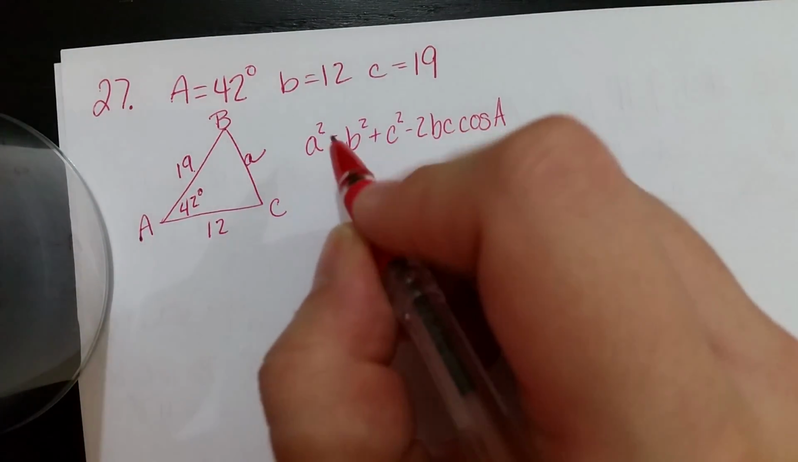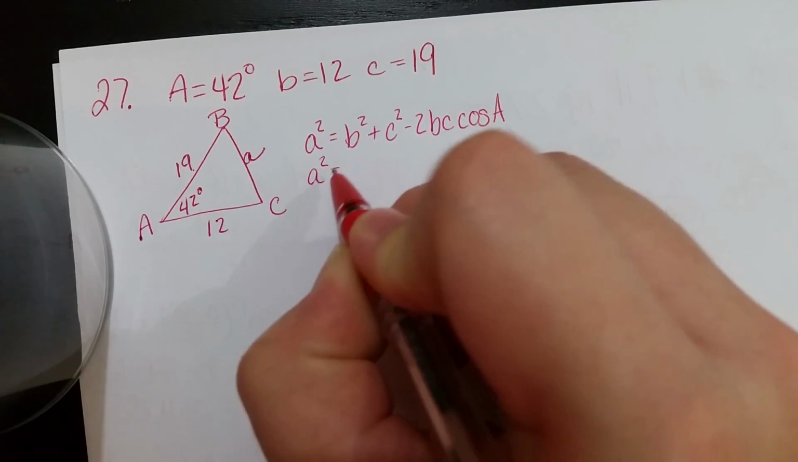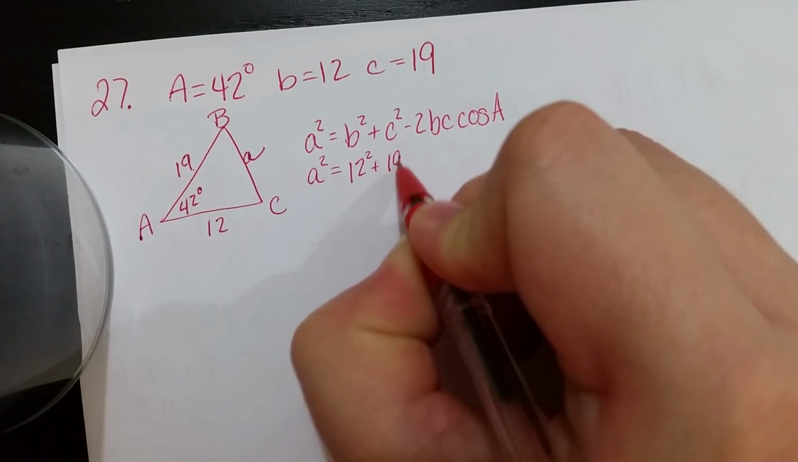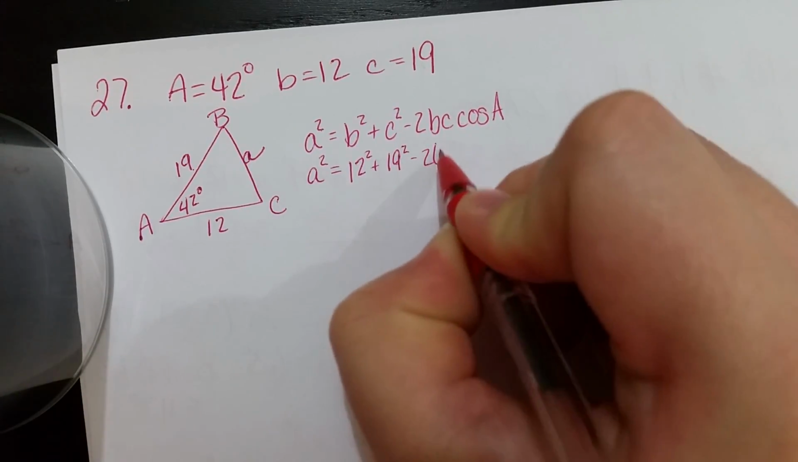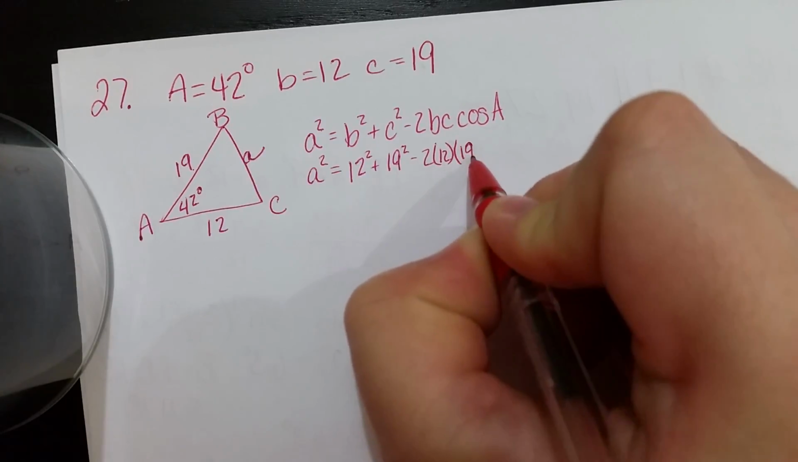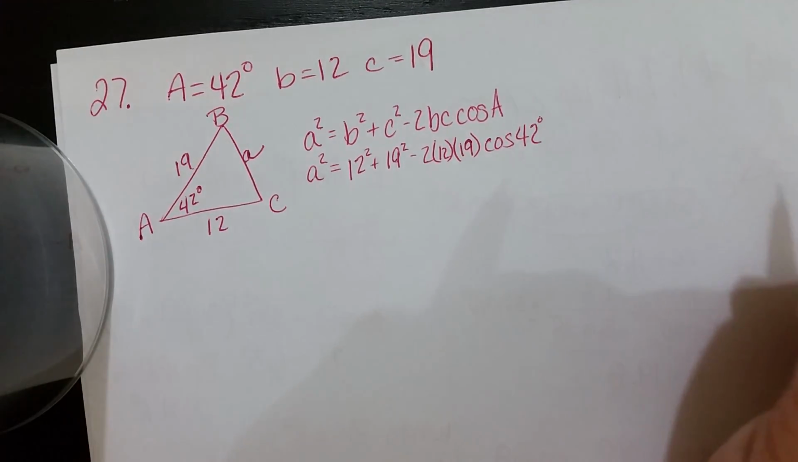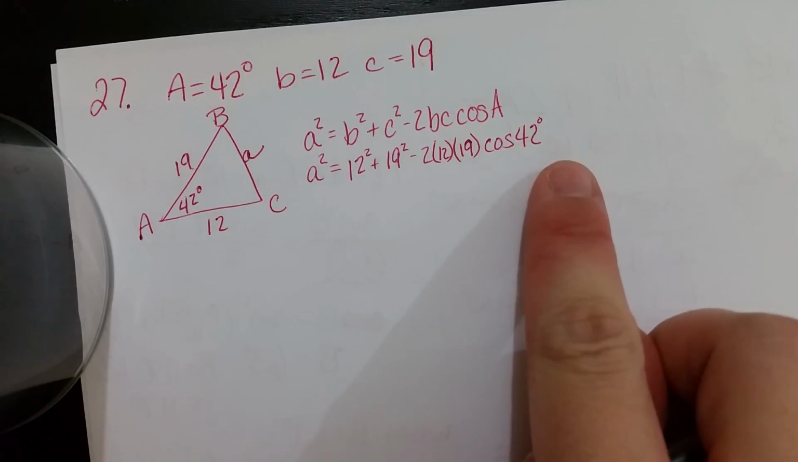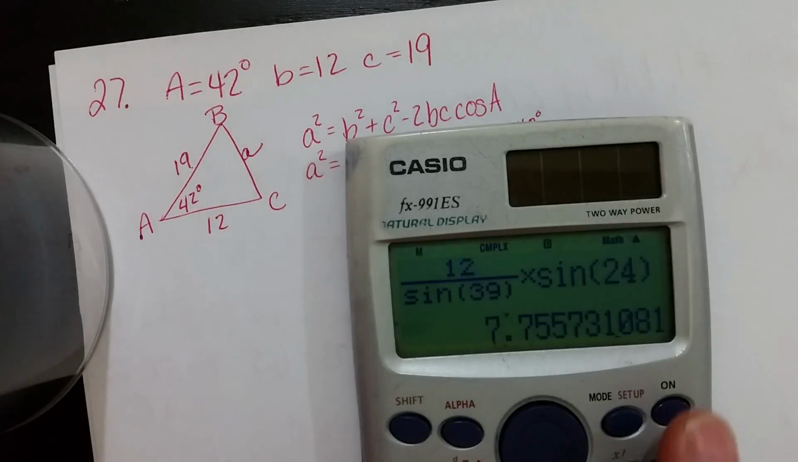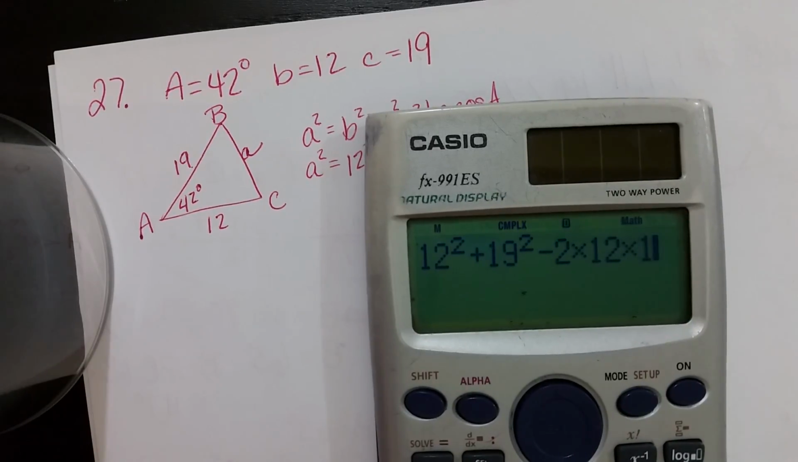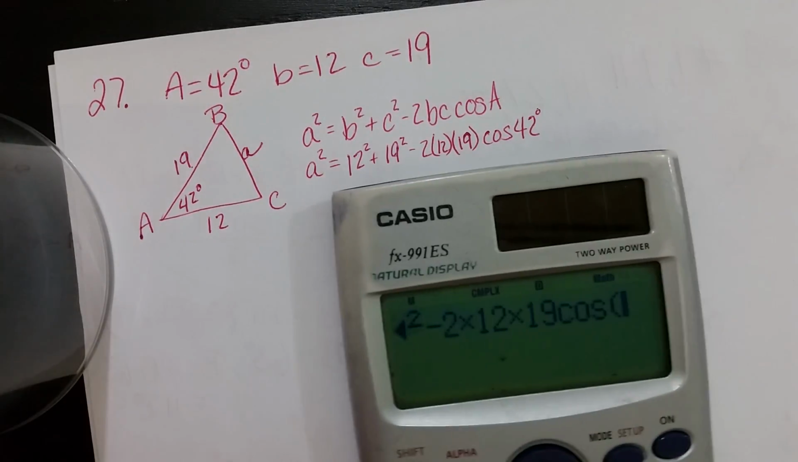Okay, so let's plug in everything I know. So b squared is 12 squared, plus 19 squared, minus 2 times 12 times 19, cosine 42. Again, make sure your calculator is set in degrees. Since I'm solving for a side, I can just put all of that in the calculator: 12 squared plus 19 squared minus 2 times 12 times 19 times cosine of 42.